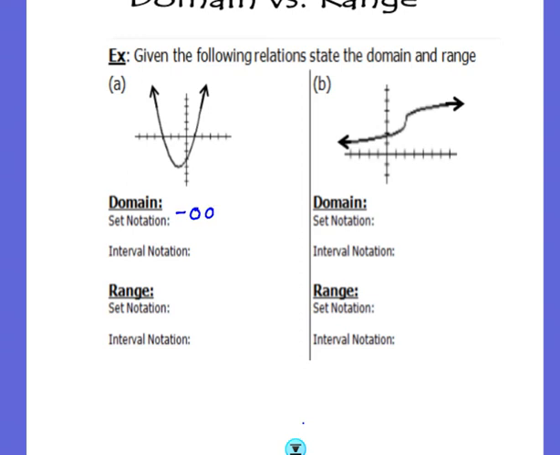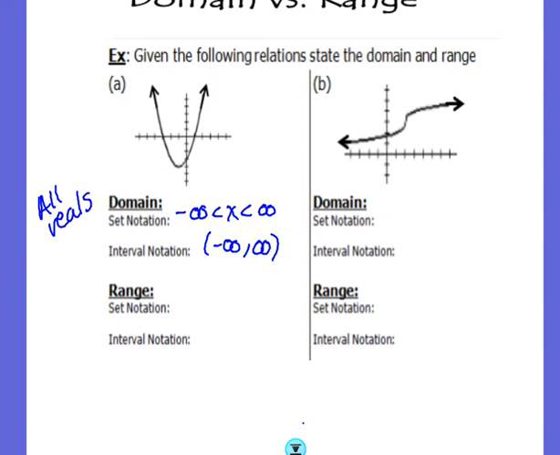So our x is in between positive and negative infinity, which is another way of saying all reals. There's no restriction on our domain. So in interval notation, it's negative infinity to positive infinity. And remember, it's always open at infinity, so that's why it's parentheses and not brackets.